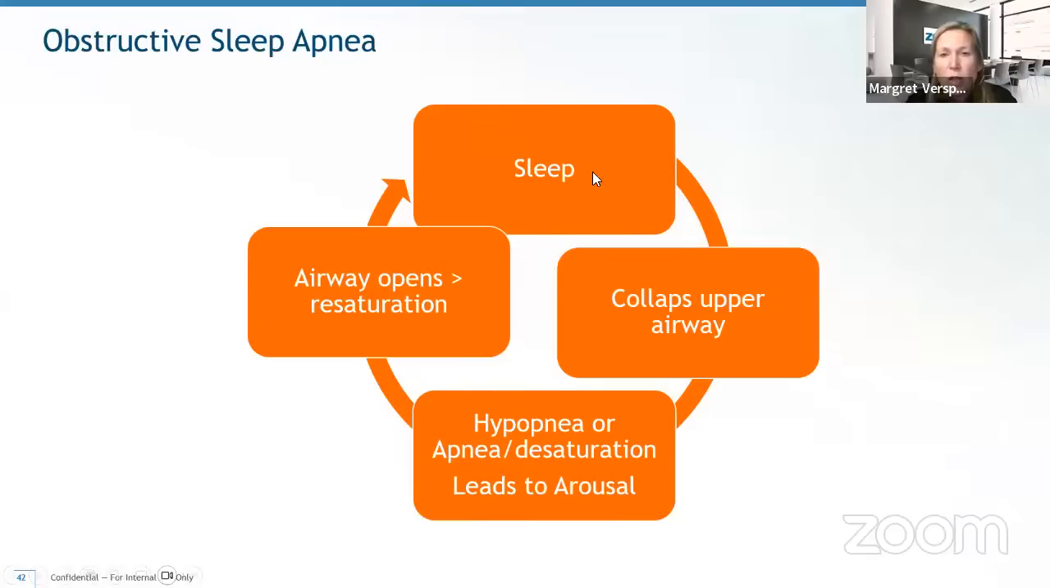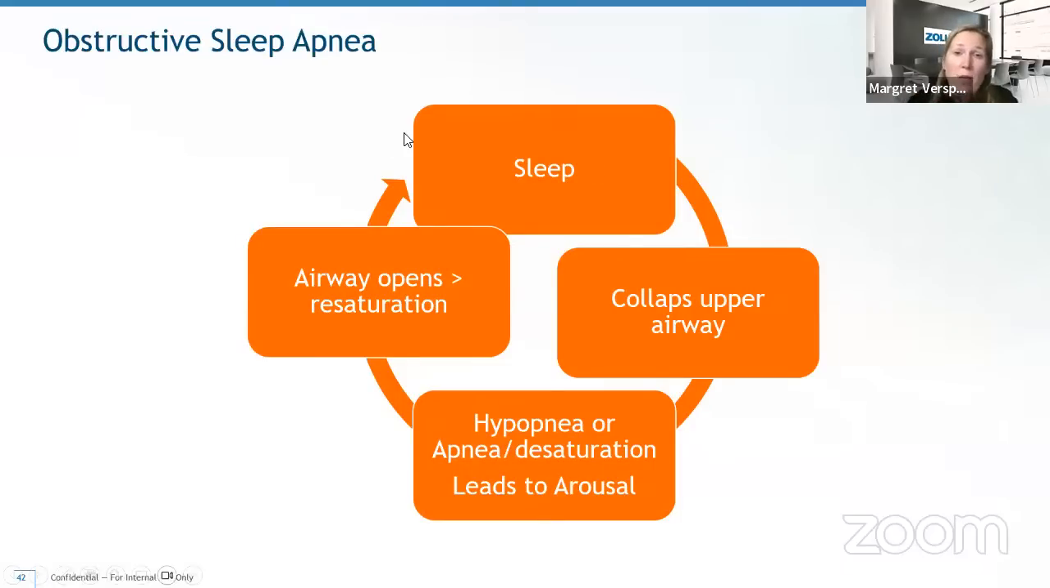So the patient falls asleep. There's a collapse of the upper airway. The collapse of the upper airway leads to an apnea or a hypopnea, which leads to a desaturation. And that leads to an arousal. This arousal leads to an open airway, leads to a resaturation. The patient takes deeper breaths like we saw in the video, and then the patient falls back asleep.